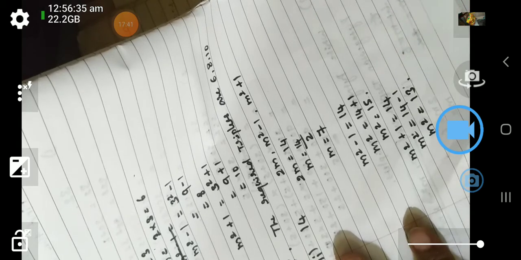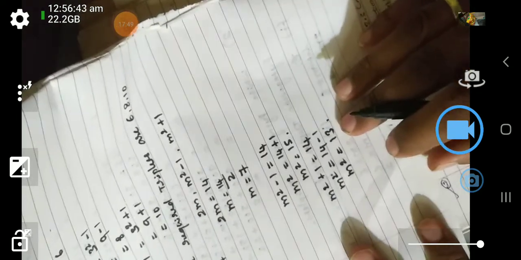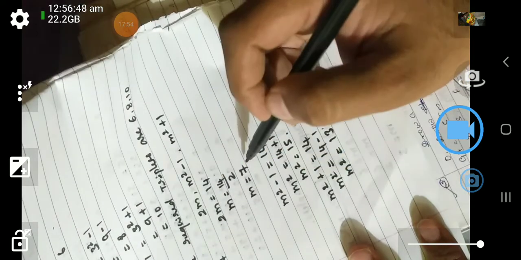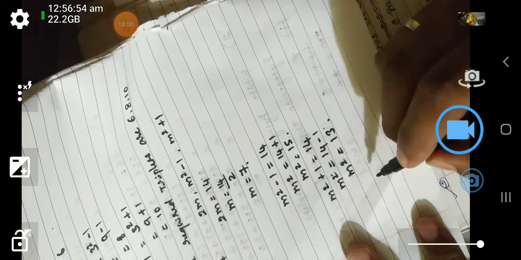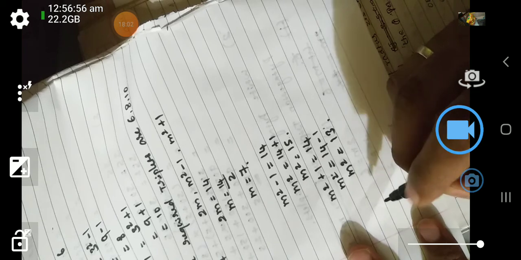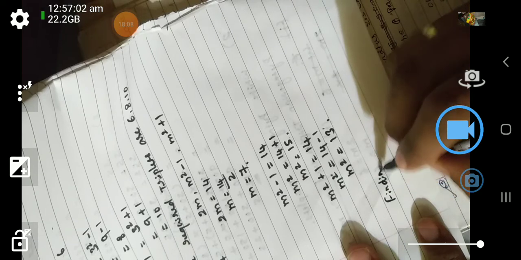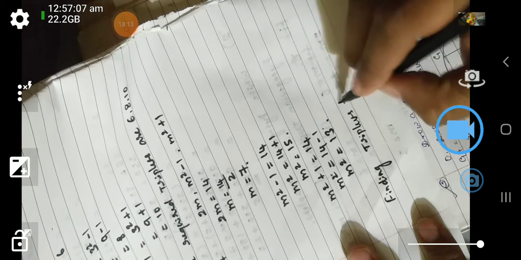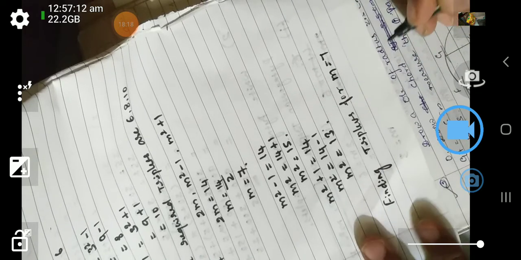So how it works: after finding the value of m, we find the value of the triplets. When we take 2m is equal to 14, the value comes as 7. Let's try to take this 7. So m is equal to 7. Therefore I can write, finding triplets for m is equal to 7.